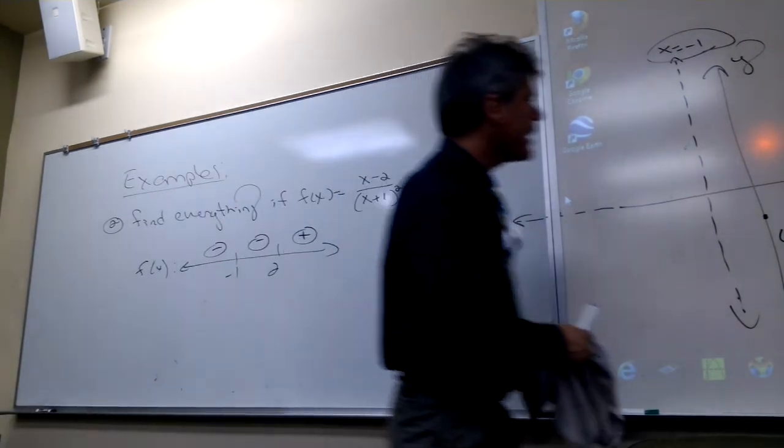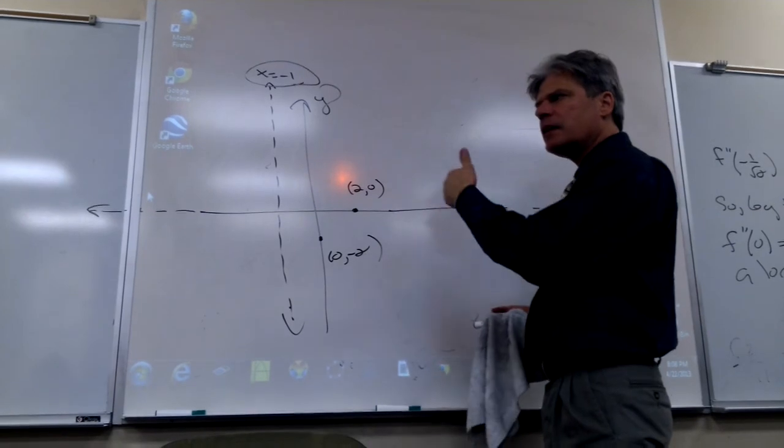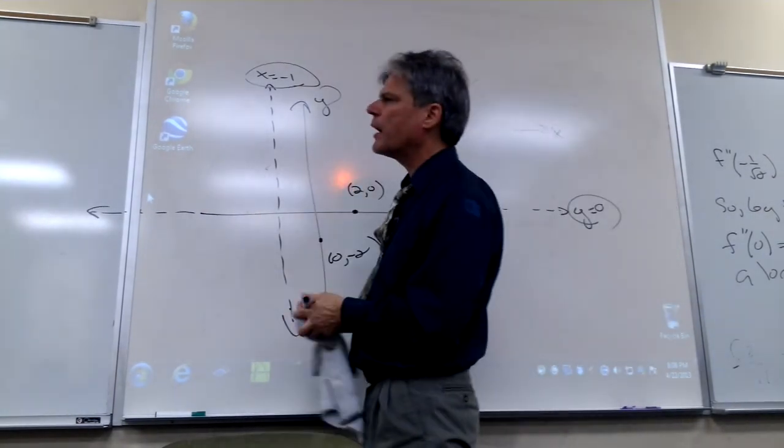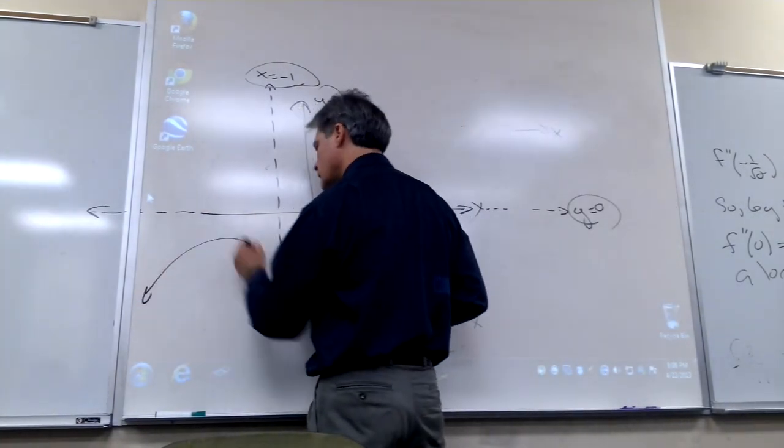Well, I've hardly done anything, have I? Shoot. According to my picture, to the left of this vertical asymptote, my y values are negative. So it looks something like that.